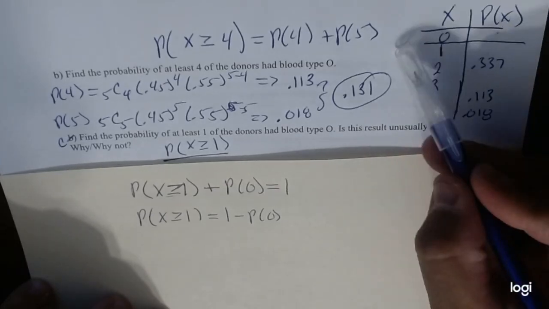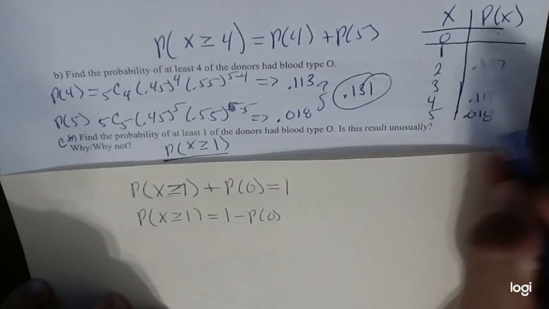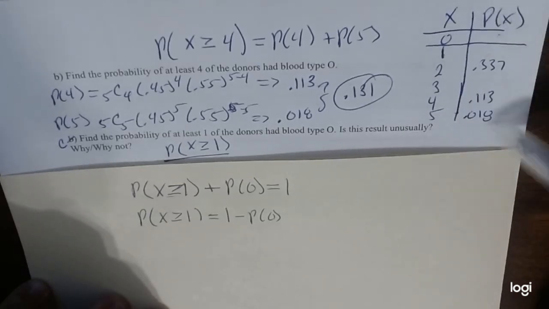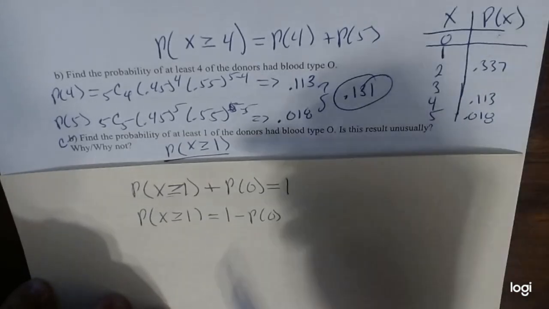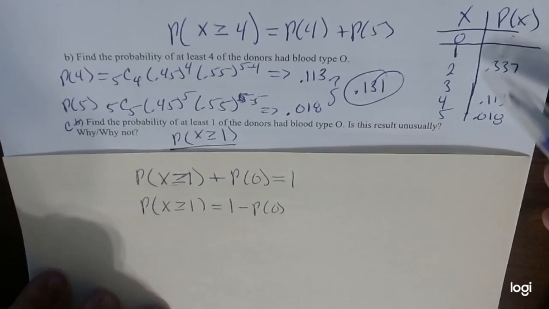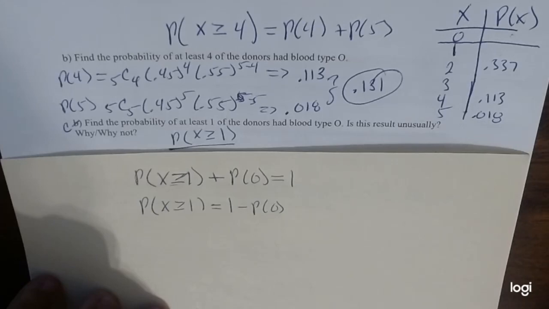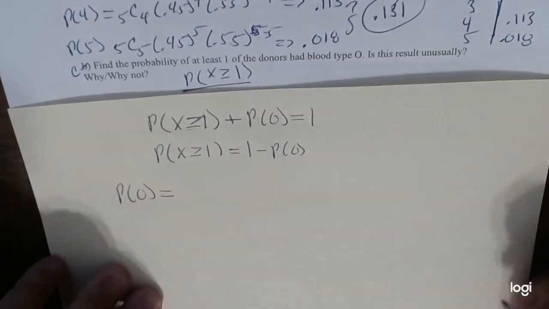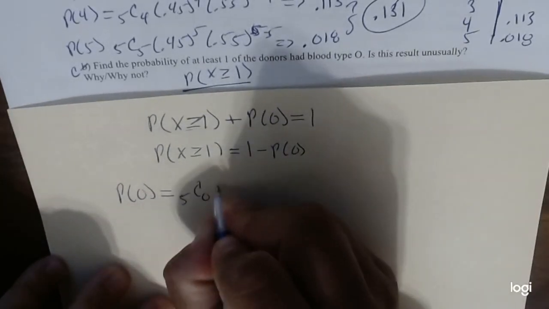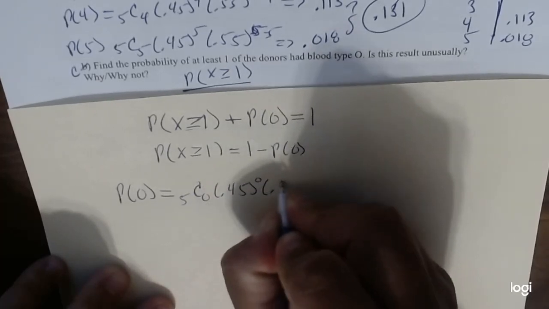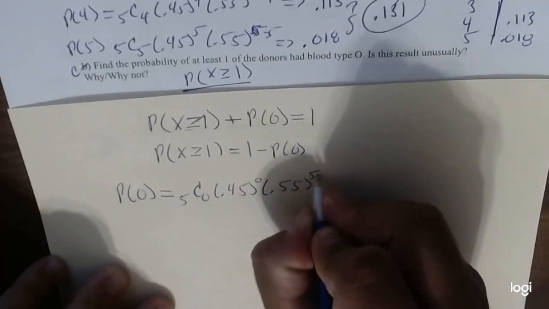So remember, complements are completely independent of each other, meaning they just cut off each other. So the top plus the bottom must equal 1 itself. Okay? So if we do this portion, it makes it much easier. Instead of doing it twice more, you just do it once and then subtract it from 1, and we're actually done. So essentially, this becomes what happens when x equals 0. So that's 5 choose 0, 0.45 to the 0 power, and then 0.55 to the 5 minus 0 power.